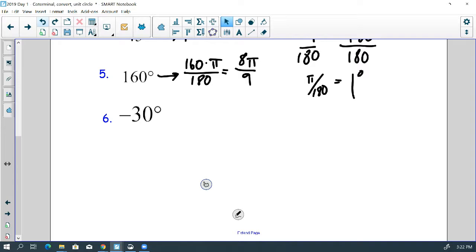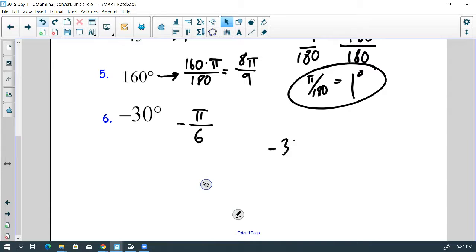And then negative 30 degrees, well, 30 degrees is pi over 6. So negative 30 degrees is negative pi over 6. This is from knowing your unit circle. But another way to do it is to go back to this equation. 1 degree is pi over 180 radians. So negative 30 degrees must be negative 30 pi over 180, and that simplifies to negative pi over 6.